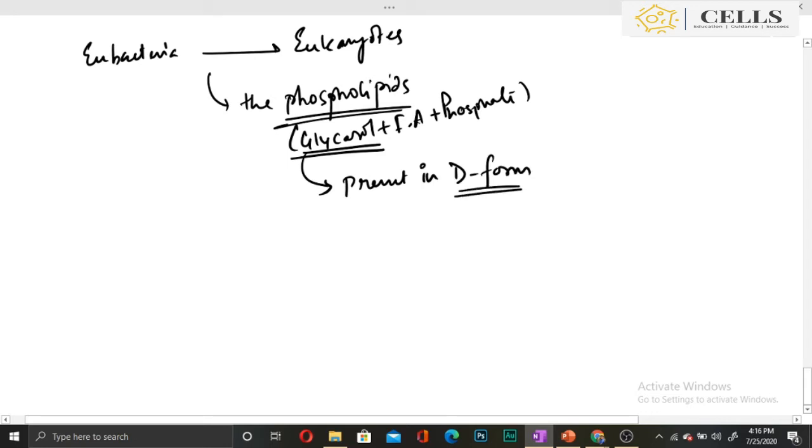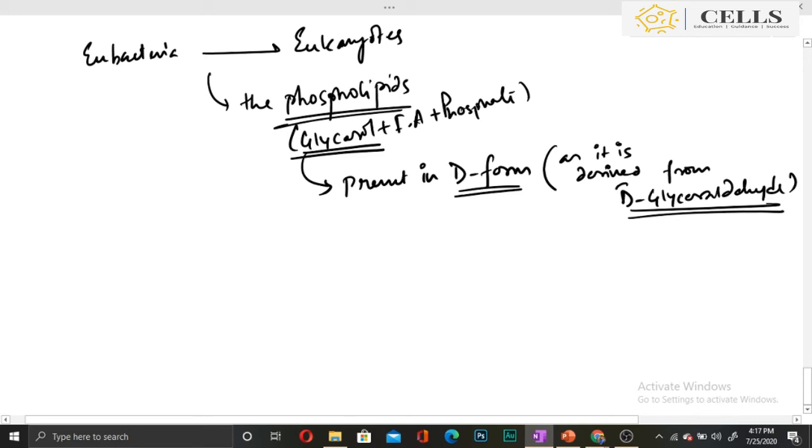because glycerol comes from glyceraldehyde. So it is derived from D-glyceraldehyde. So from eubacteria to eukaryotes is a very important question. All the glycerol in the fatty acids are in what? D form. Very, very important.